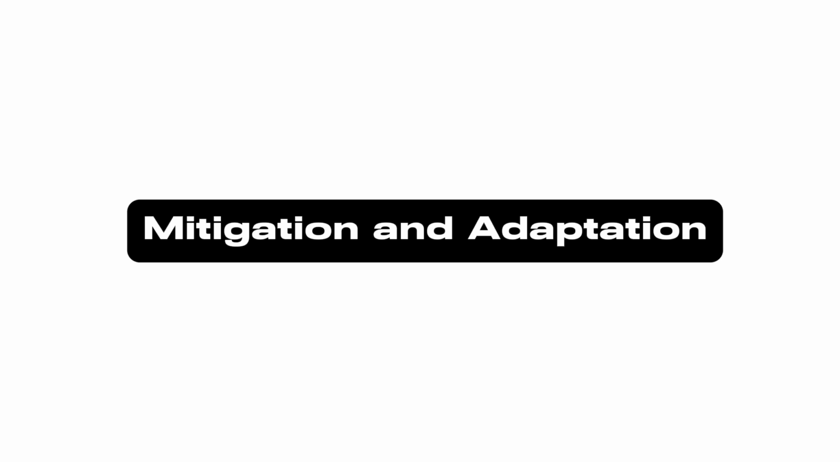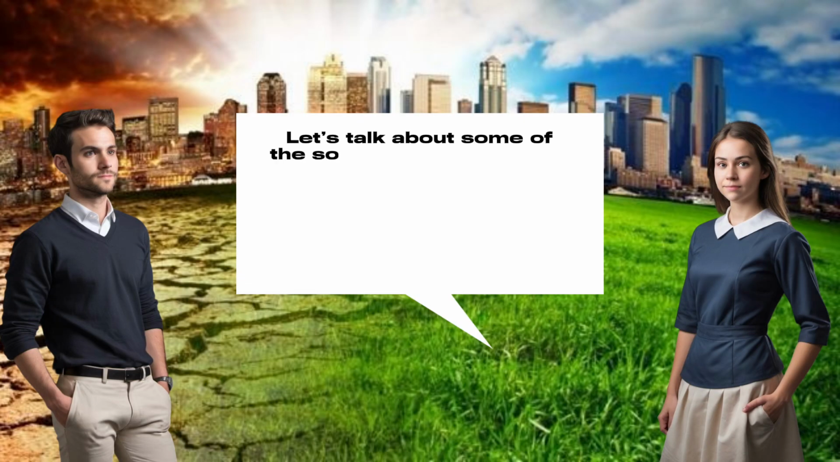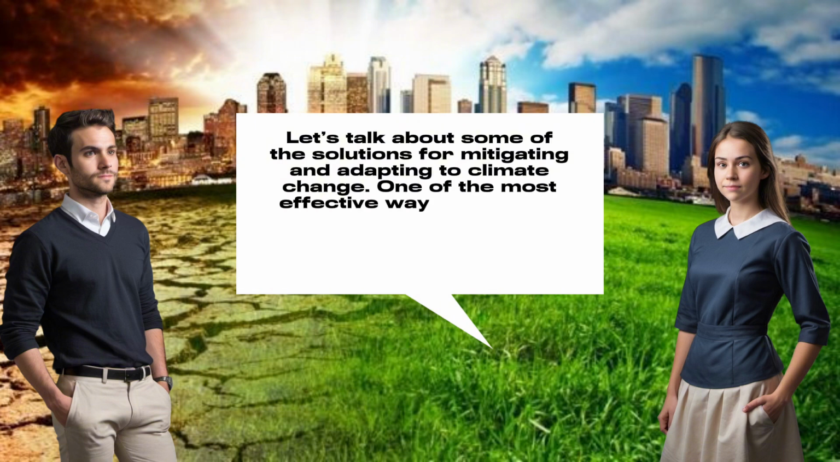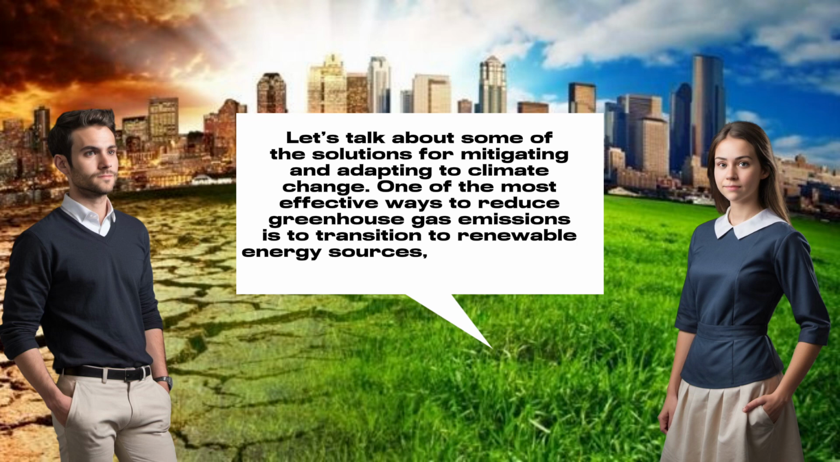Mitigation and adaptation. Let's talk about some of the solutions for mitigating and adapting to climate change. One of the most effective ways to reduce greenhouse gas emissions is to transition to renewable energy sources, such as solar, wind, and hydroelectric power.